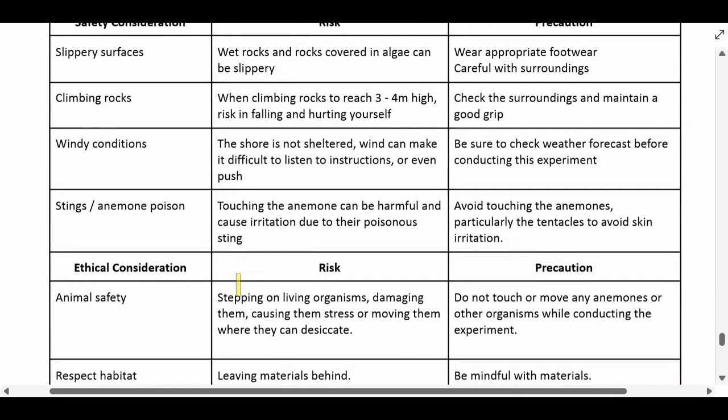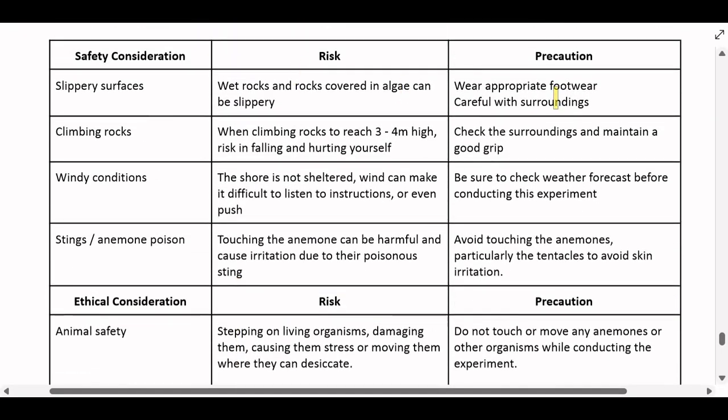Beyond that, looking good. Safety, slippery surfaces, I agree. But here also, we always made sure there was an adult or another teacher or another person near you for safety. So I'd suggest putting that in.